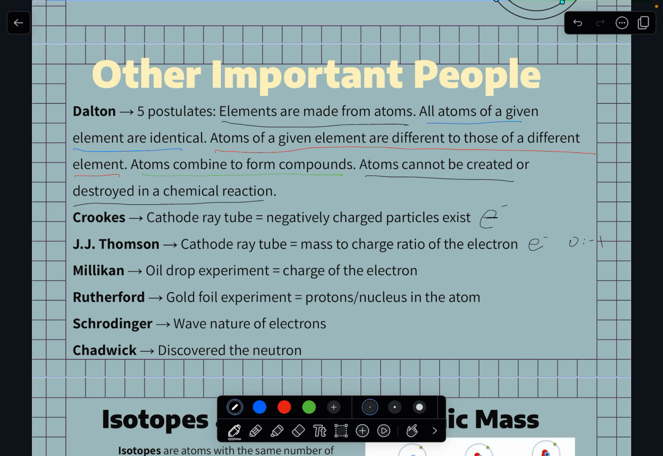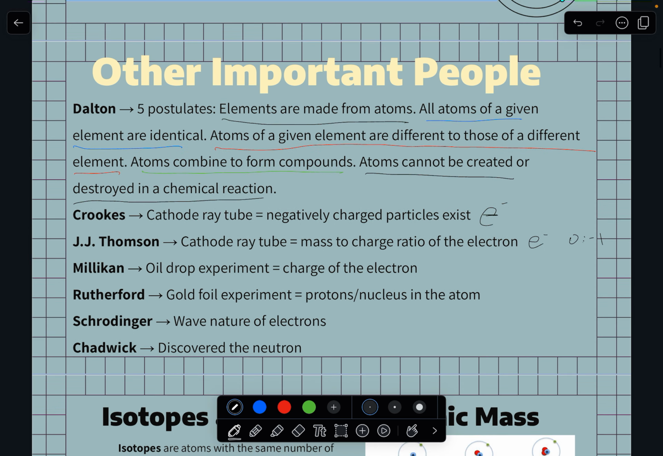Rutherford did the gold foil experiment, which looked at the protons and neutrons. He looked at the protons and found they are in the nucleus of the atom. Schrödinger talked about the wave nature of electrons, which we'll talk about later with the quantum numbers. And Chadwick discovered the neutron.